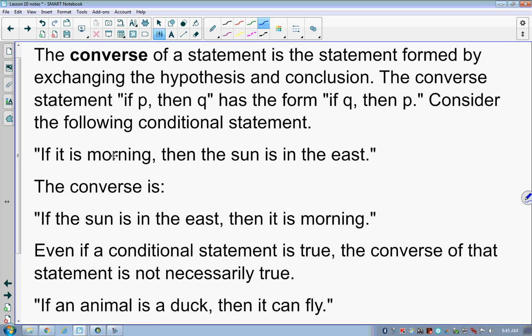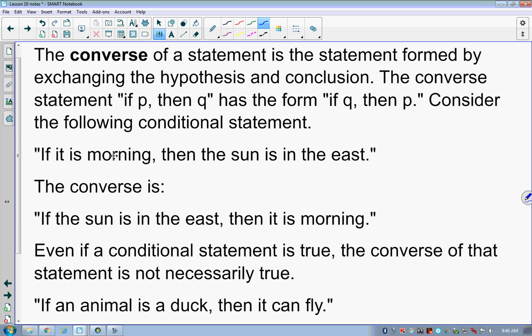If you start off with the statement, if an animal is a duck, then it can fly, we would agree with that. That's a good conditional statement. What is the converse of that statement? Katie, what's the converse of that lower statement? The very bottom one with the duck. What would be the converse of that?